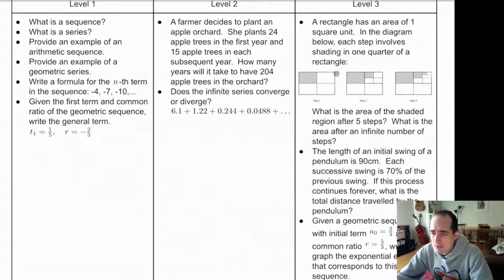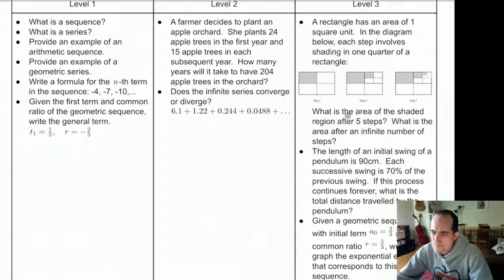So a rectangle has an area of 1 square unit. In the diagram below, each step involves shading 1/4 of a rectangle. So here, this would be step 1. We're shading this rectangle. But then I tried describing this, and it was just too complicated to describe, so I included the picture. So now we shade in this quarter, or I guess now it's a 16th. And now this would be a 64th, a quarter of a 16th is, yeah, a 64th.